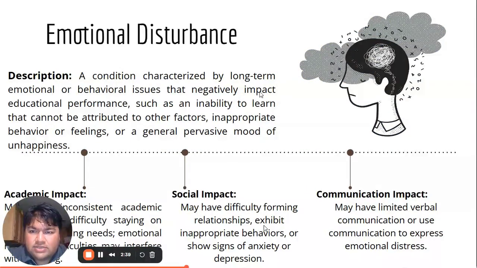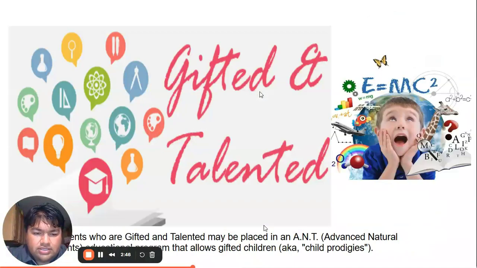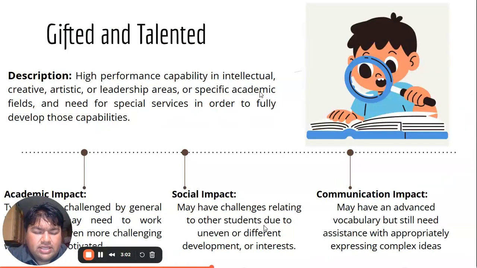And here is my slide. I'm giving a description and its impacts. And then we go on to gifted and talented. Gifted and talented students have exceptional abilities in one or more areas. Academically, they often require enrichment to remain engaged. Socially, they may struggle to relate to peers due to asynchronous development. Their communication is often advanced, but they may still need some support when expressing abstract ideas appropriately.